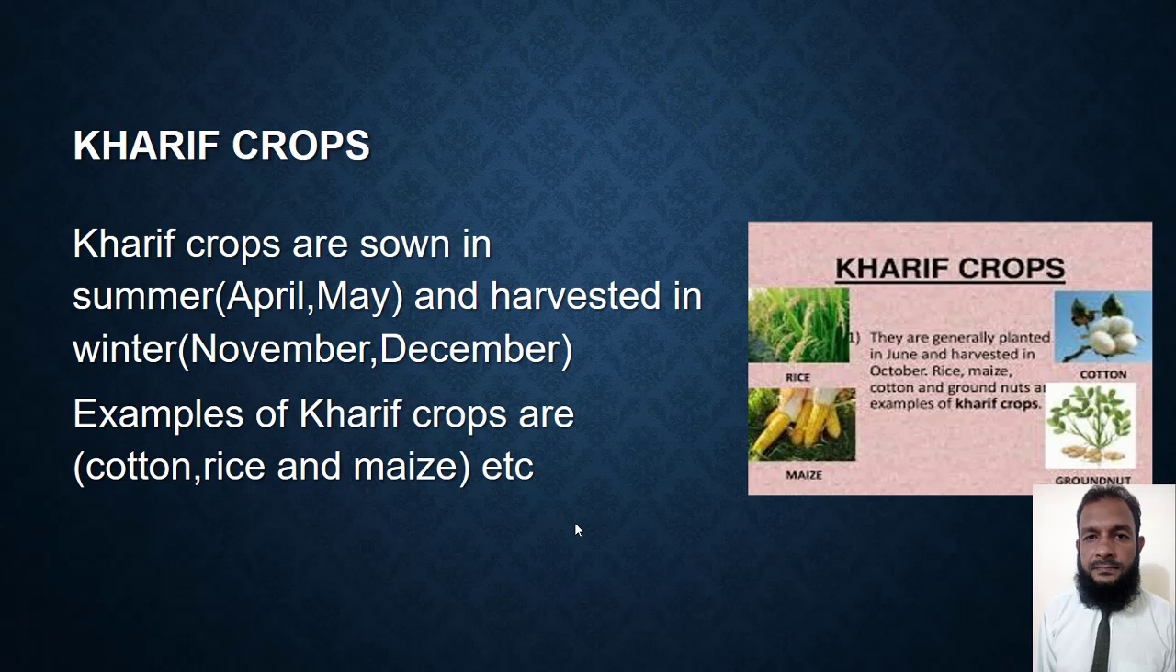The second category is Kharif crops. The crops which are grown in the summer season. Summer season crops are called the Kharif crops. Kharif crops are sown in summer, especially in the month of April and May, and harvested in the winter, especially in the month of November and December. Examples of Kharif crops are cotton, rice and maize, etc.